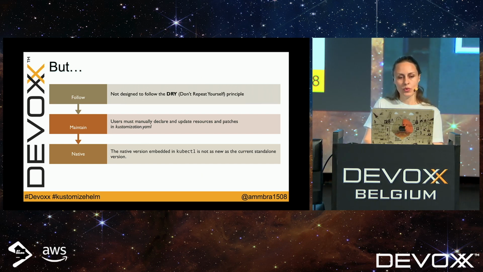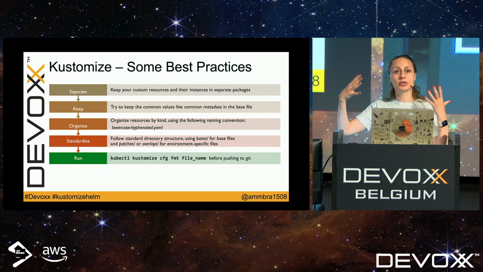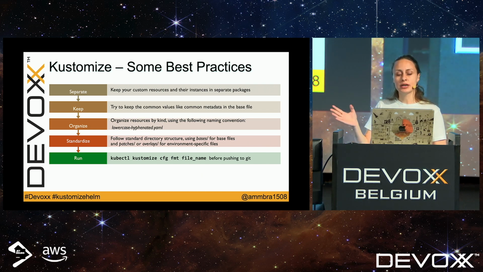That was the part with Kustomize, but there are some best practices that I would like to share with you. Probably there are many more, but I just want to summarize a few. So always separate your custom resources and instances in separate packages, especially when you're using custom resource definitions. That would be very important to be separated. Then try to keep the common values like metadata and so on in the base file, because what's common is likely to be used across your deployments, across environments. Then organize your resources by kind and following the convention that I showed you in the slides.